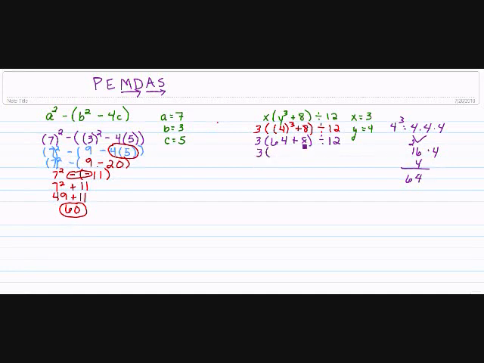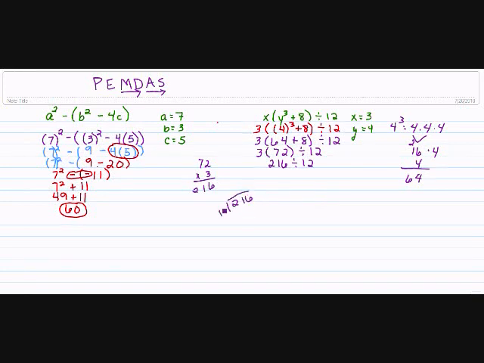3 times 64 plus 8 is 72 divided by 12. Here I have multiplication, which is 3 times 72, and then divided by 12. I need to solve left to right. So I'm going to solve the 3 times 72 first. 72 times 3 is 216. So I get 216 divided by 12. That sure is ugly.